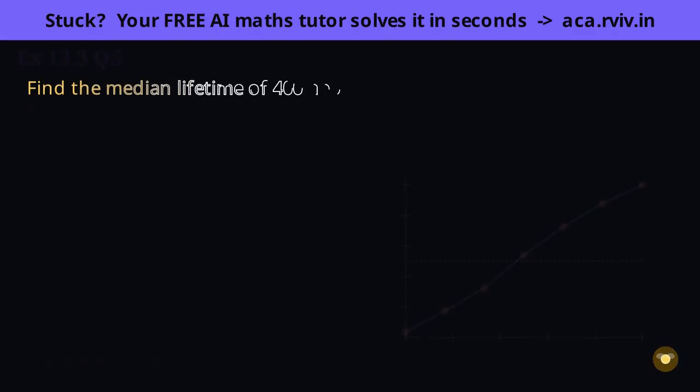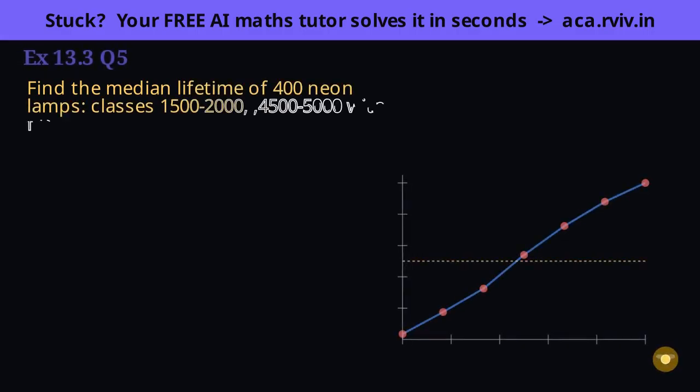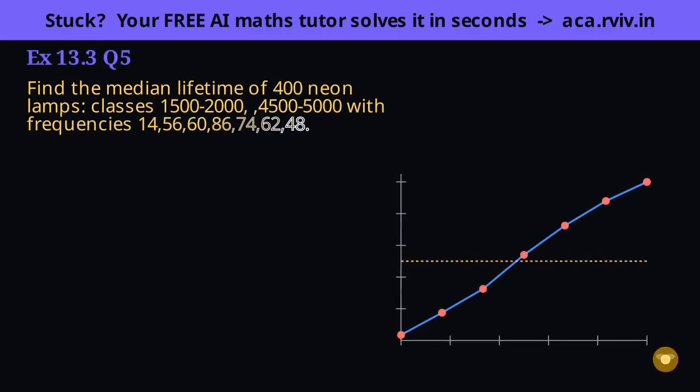Large frequencies in the hundreds, but the median method is exactly unchanged. Don't be intimidated by the big frequencies. The median only cares about position, so the size of the counts changes nothing about the method. Build the cumulative column and find the middle, 400 lamps, so n over 2 is 200. Walk up to where the cumulative first passes 200.